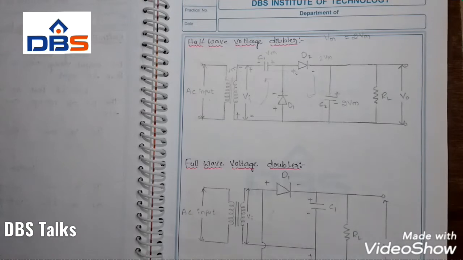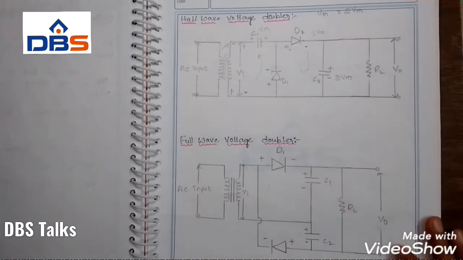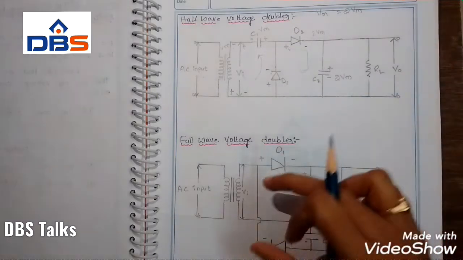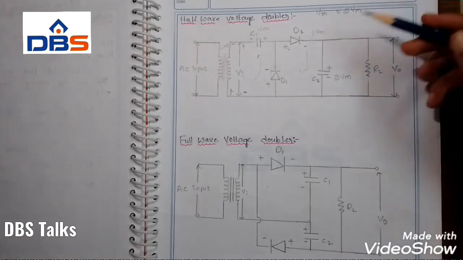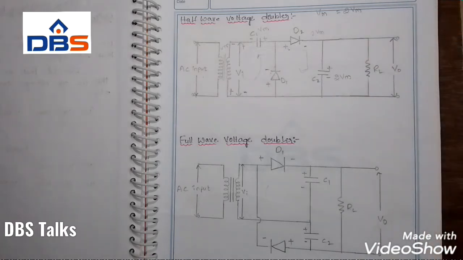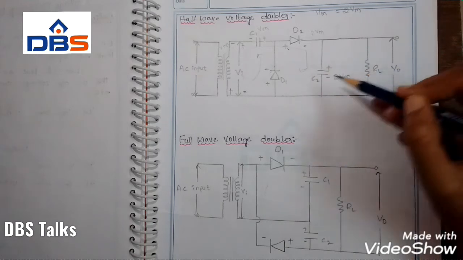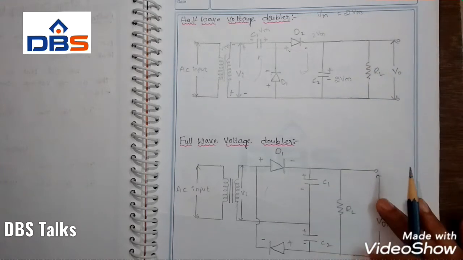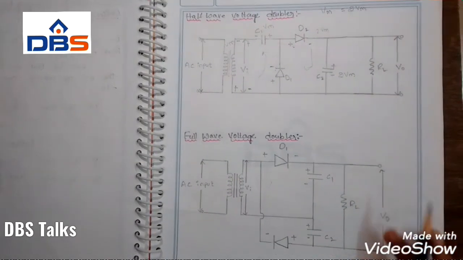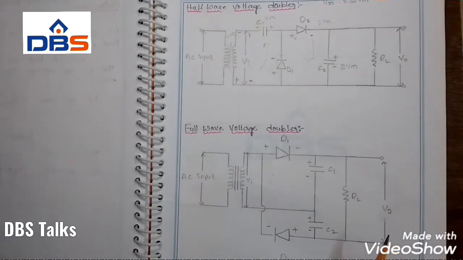Next we will see the full wave voltage doubler. Here we use the same components as in the half wave voltage doubler, 2 diodes and 2 capacitors. But the half wave voltage doubler has one disadvantage: the capacitor charges up to 2Vm, which means we require a high rating capacitor. To avoid that, here we use low rating capacitors. We will see what happens in the full wave voltage doubler.